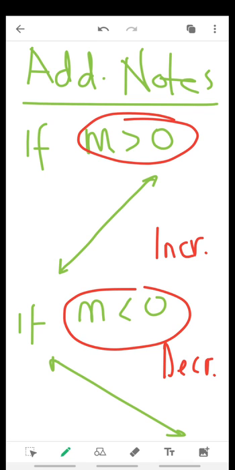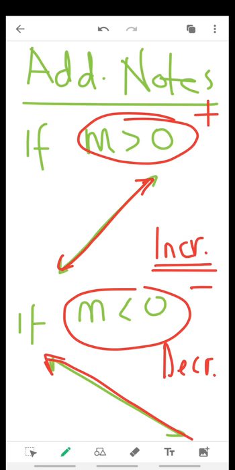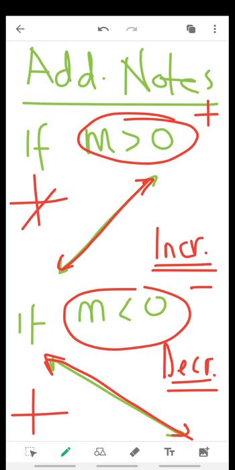If the gradient of a straight line is positive, then the shape of the straight line will look like this one, and we say the graph or the function is increasing. But if the gradient is negative, then the shape of a straight line will look like this one, and we say the function is decreasing. So on a Cartesian plane, an example will look like this for a positive gradient, and for a negative gradient, we'll get something like this. These are just additional notes.